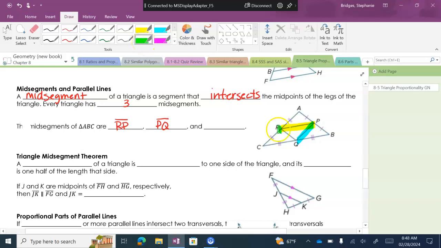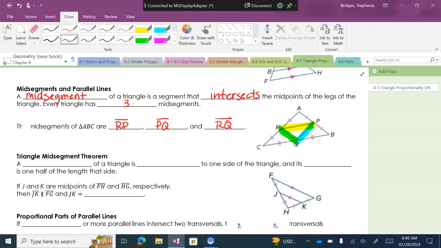And then I have one more right there. What is that one called? RQ. Okay, so all of those are my mid-segments of my triangles. They touch the midpoints of the sides of the triangles. Everybody okay with that?